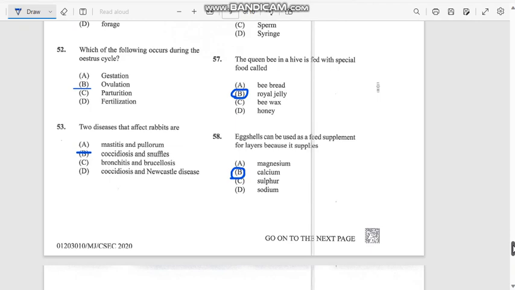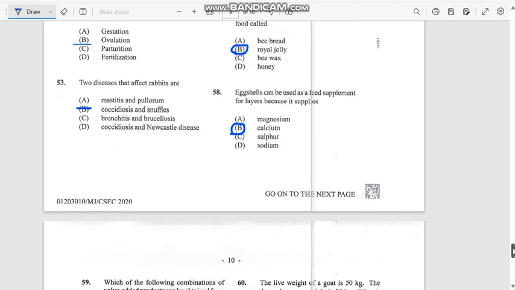Number 57. The queen bee in a hive is fed with a special food called royal jelly. Let me say it in a simpler way. The queen bee is very special in a hive. For example, guys, you have the drone bees, and the drone bees will mate with the queen, and the queen has to stay in the hive to control the hive, guys. In the hive, the workers carry out the specific task of feeding the queen bee with a special food called royal jelly.